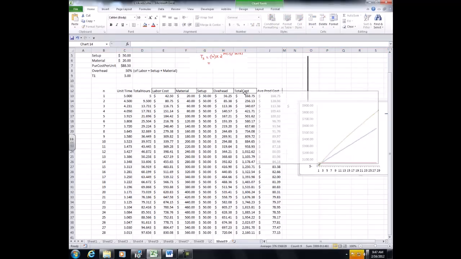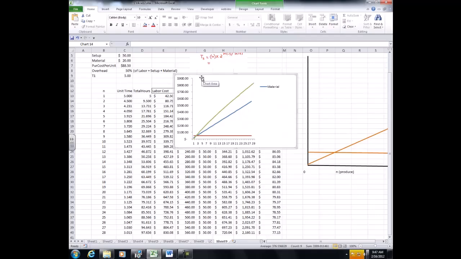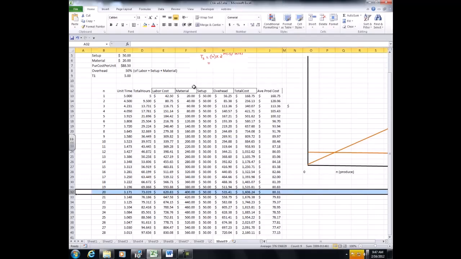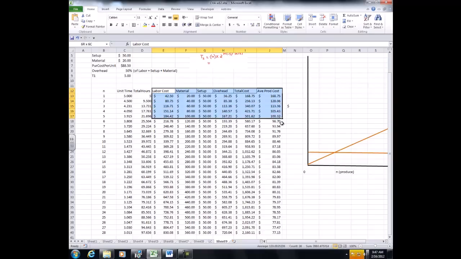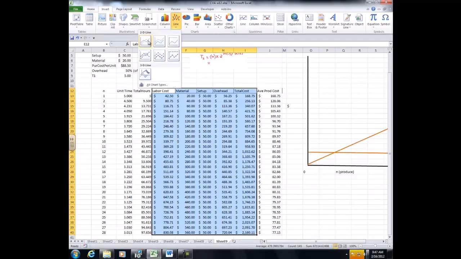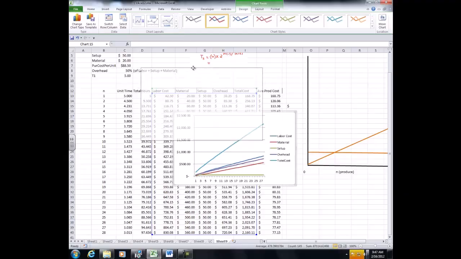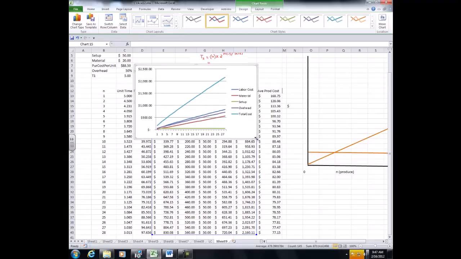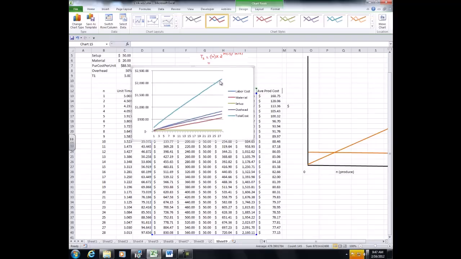Let me recreate this total cost graph here. Let me delete this, because we can create really a graph of the 5 columns here without adding more series. Insert line. Here is the cost graph for this problem. This curve is the total cost. Okay?